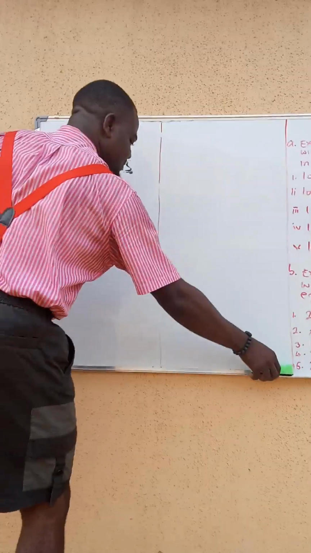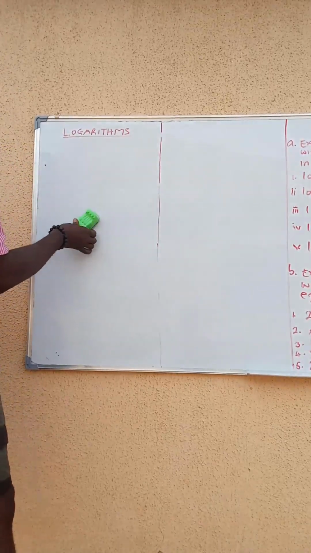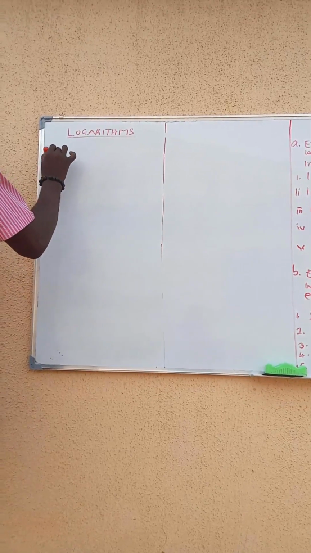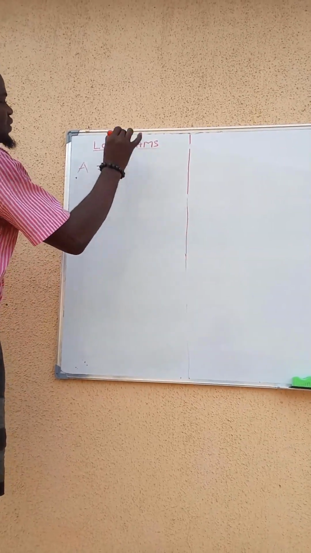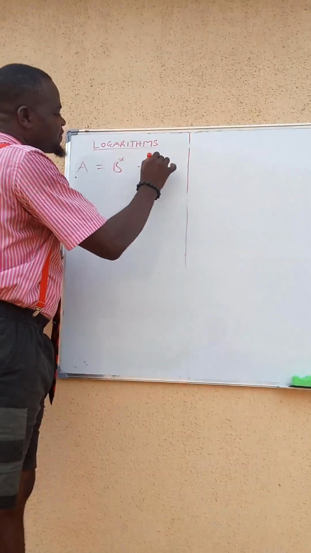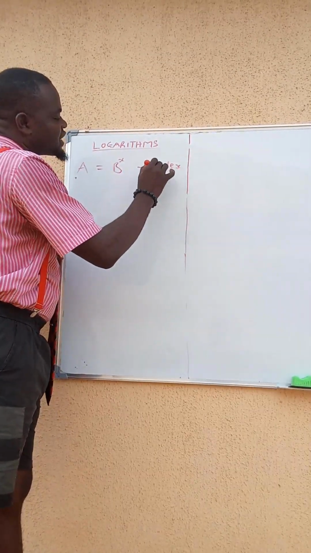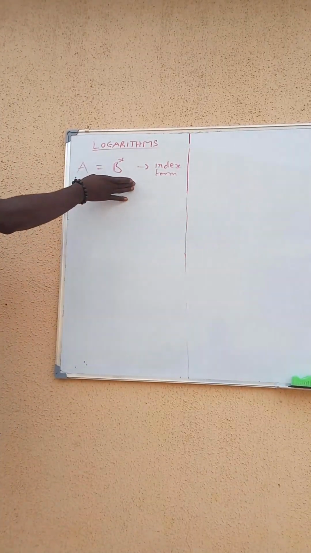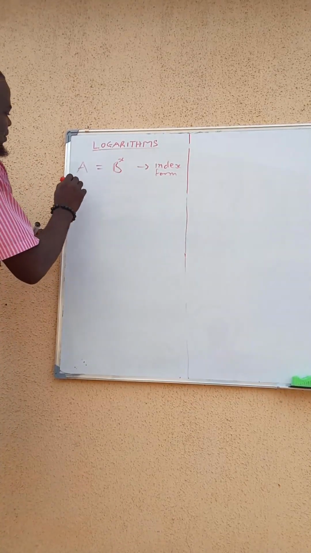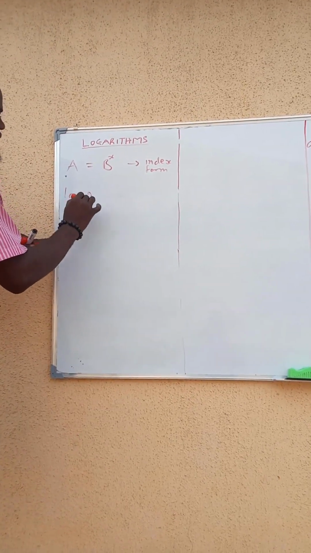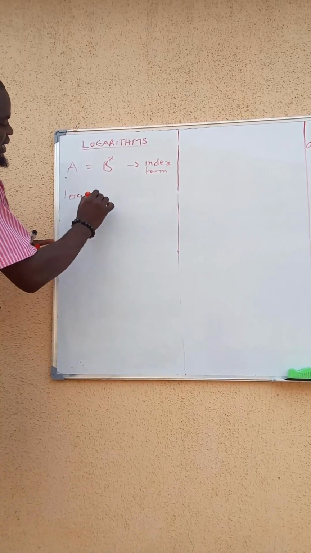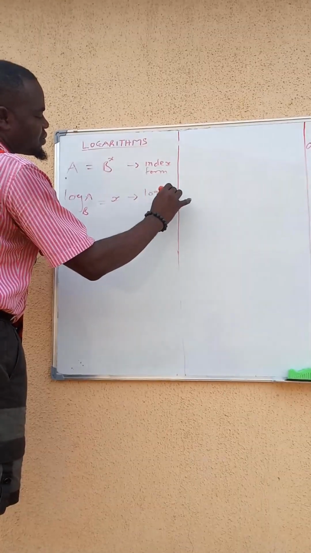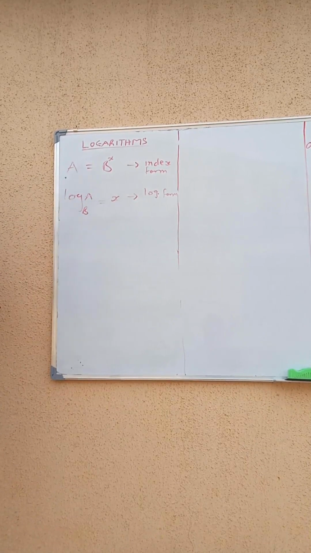Let's look at it. What we just said, let's check it in mathematics form. That means a is equal to b raised to the power of x. This is the index form. I will say that index is the same thing as power or exponent. Then the logarithm of a to base b is equal to x. This is now the log form. Both of them are correct.